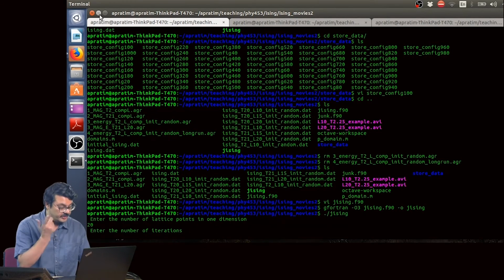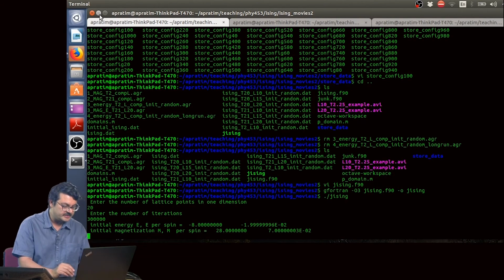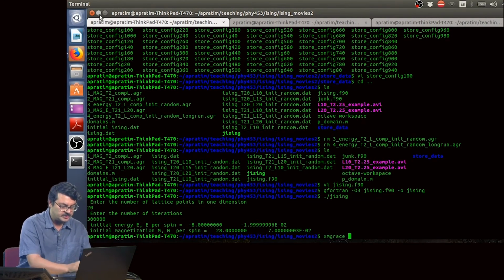Temperature is already given as 2 in the code, just as we did last time, and suppose we have 3 lakh iterations. Now, I have already done the simulations for different box sizes, and what I shall do is basically just show you the data. I have plotted it.